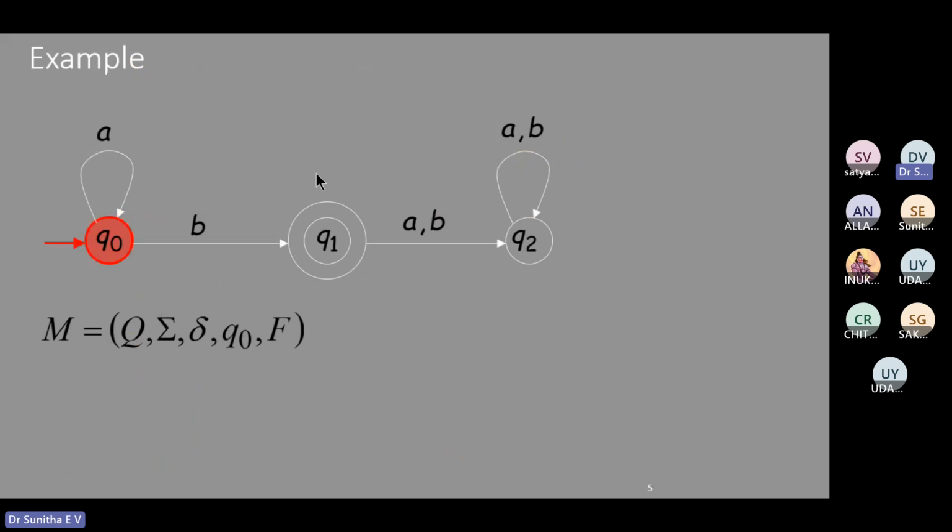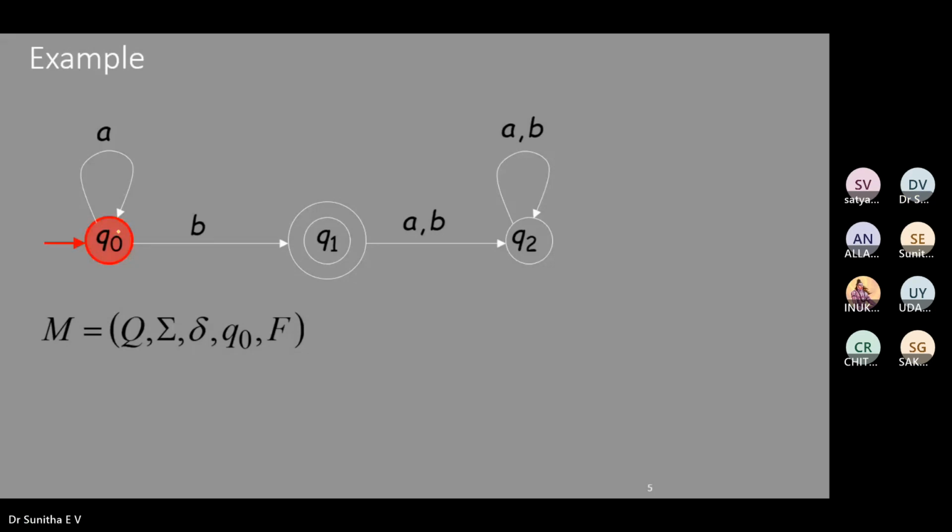For example, take the same machine that we have seen earlier. With inputs A and B, from Q0 there is a transition for A and for B. From Q1 there is a transition for A and B. From Q2 there is a transition for A and B. The machine is represented as M equals Q, sigma, delta, Q0, F. What is Q? It is the set of states. Here we have three states, Q0, Q1, Q2, so Q is {Q0, Q1, Q2}.